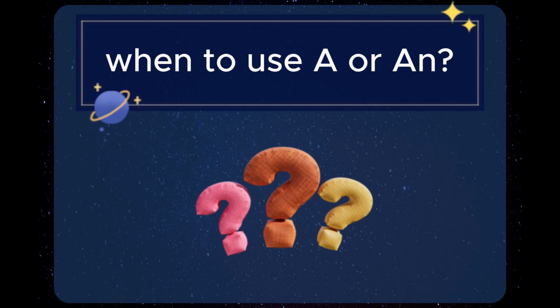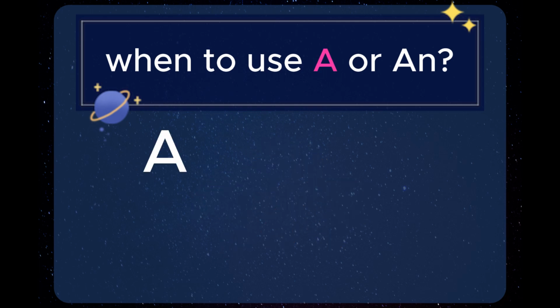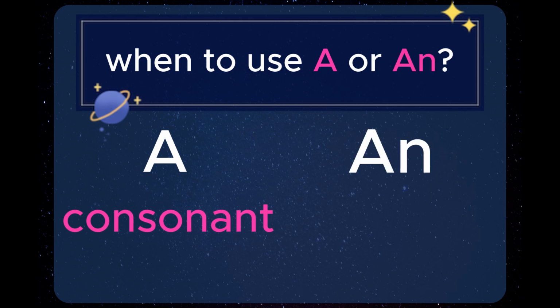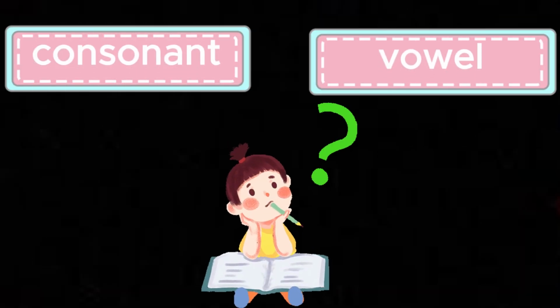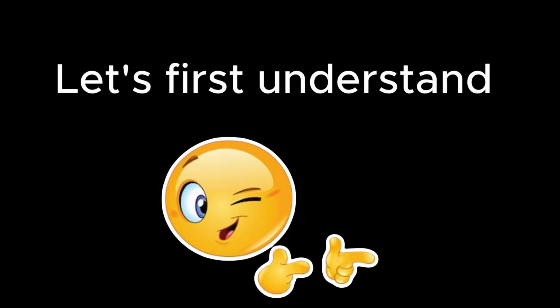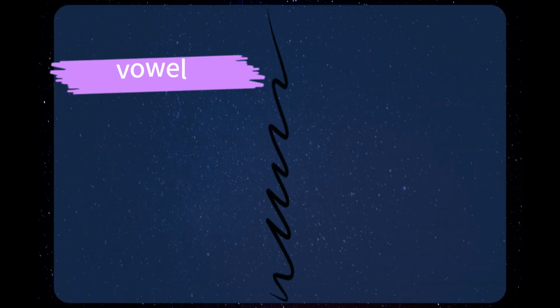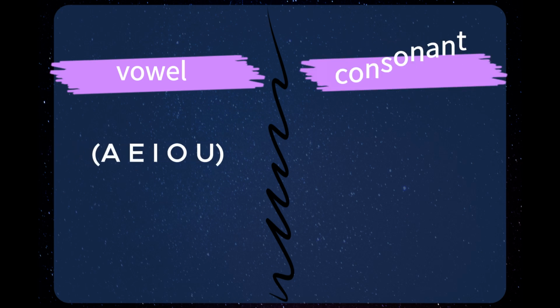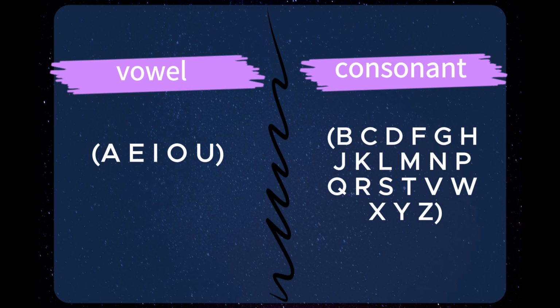When to use a or an. Use a before a noun that begins with a consonant sound, and an with a noun that begins with a vowel sound. Consonant and vowel? Let's first understand consonant and vowel letters. Vowel letters are a, e, i, o, u, and consonant letters are all the rest of the letters in English. So a with consonant, an with vowels.